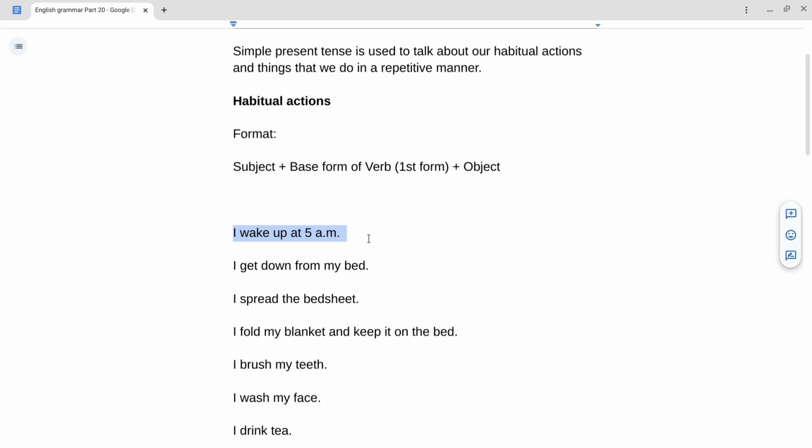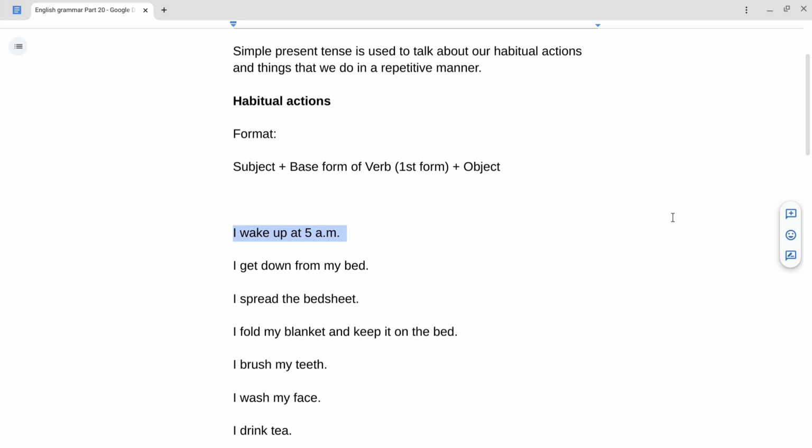You can start with when you wake up from sleep and what you do after that, in order. So we'll look into examples here. Habitual actions means something that you do on a regular basis. These are your habitual actions. Imagine you doing these in your real life situations. What do you do on a regular basis from morning to evening, morning to night? That's what I am discussing here, because simple present tense is used to talk about your habitual actions or anything that we do in a repetitive manner.